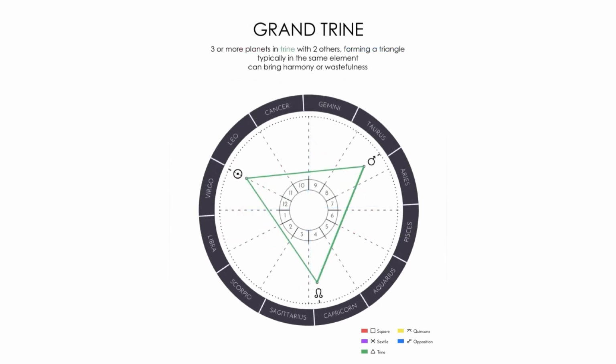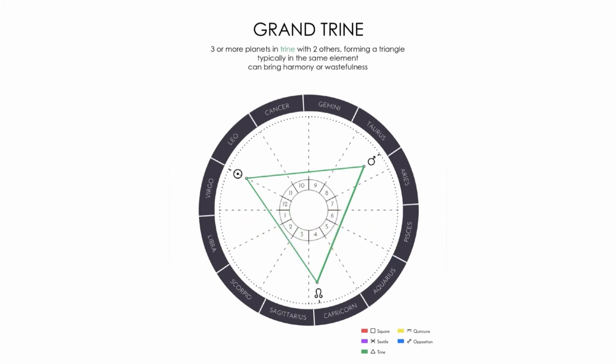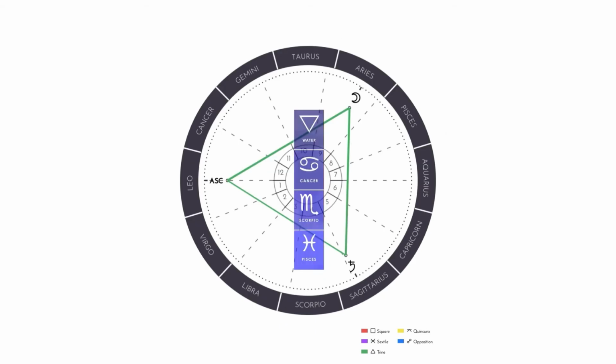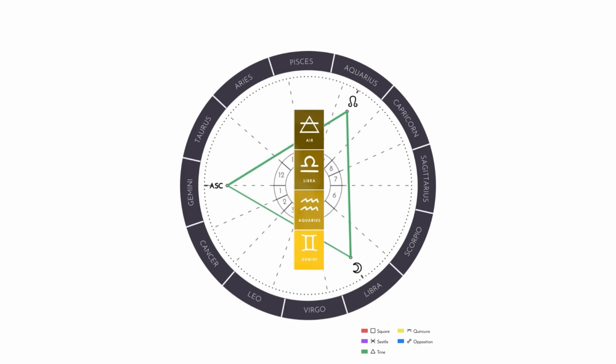In the grand trine, that's 3 or more planets in trine with 2 others. So instead of just 2 planets aligning, there's 3 planets and they're all 120 degrees apart to form a triangle. Typically, they're in the same element: fire, earth, air, and water, which can bring harmony or wastefulness. Fire trine, achievement; water trine, empathy; earth trine, structure; air trine, intelligence.